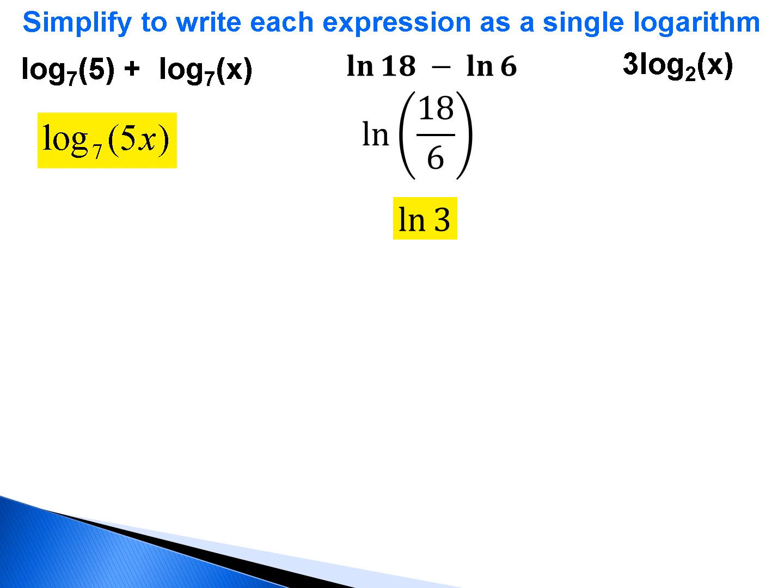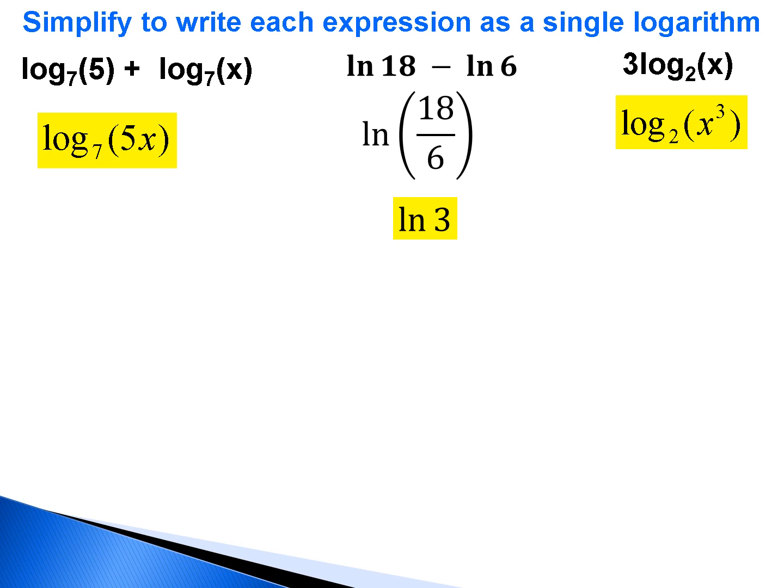So since that 3 is out there in front of the log, that's going to be where it became p times the log. So we're going to take that coefficient and we're going to send it back up to be an exponent. So it looks like that. Log base 2 of x cubed.